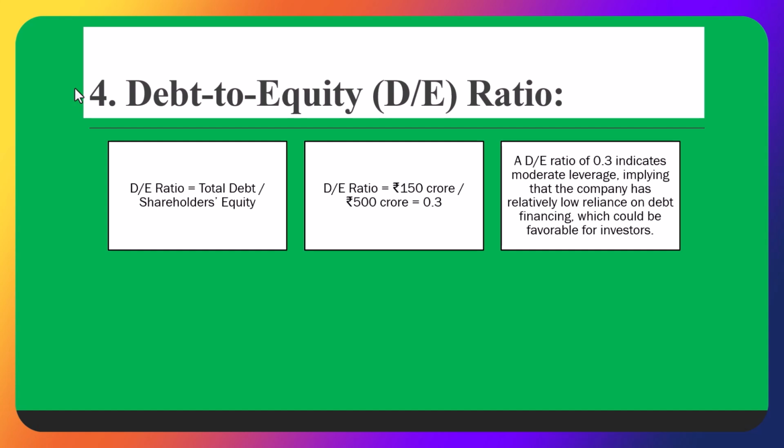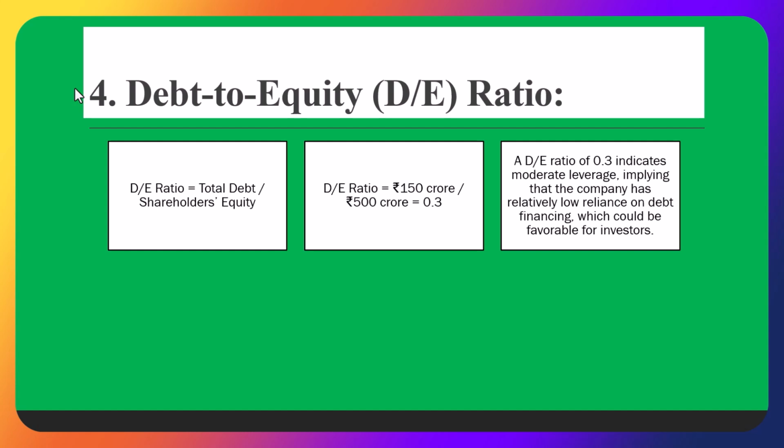A debt to equity ratio of 0.3 indicates moderate leverage, implying that the company has relatively low reliance on debt financing, which could be favorable for investors. So if a company has a low debt to equity ratio like 0.3, that means it is not so heavily leveraged, and it may be good for the investors, because the company doesn't have a risk of bankruptcy.